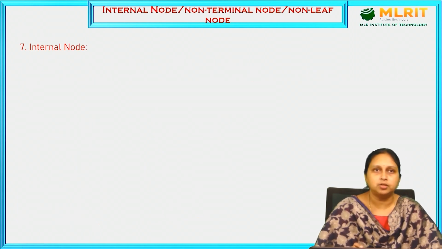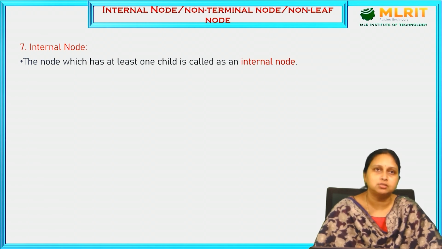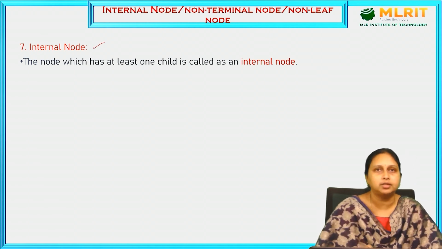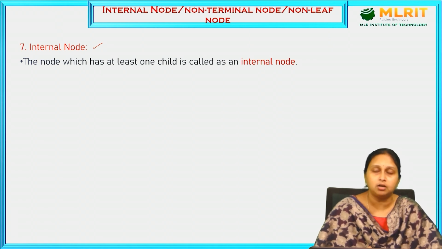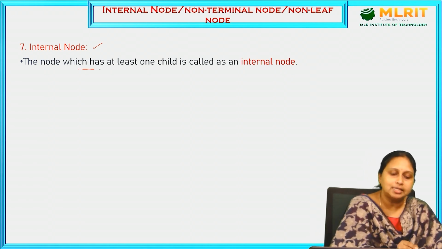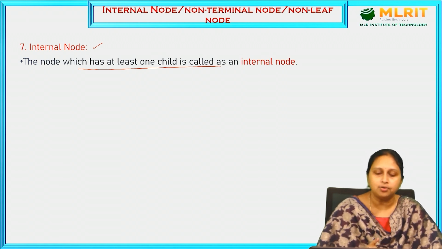And the next one we have is the internal node. We have different names for the internal node. One is internal node, another is non-terminal node, and another is non-leaf node also. We have different names for the same thing. A node which has at least one child, it must have at least one child, is nothing but an internal node.